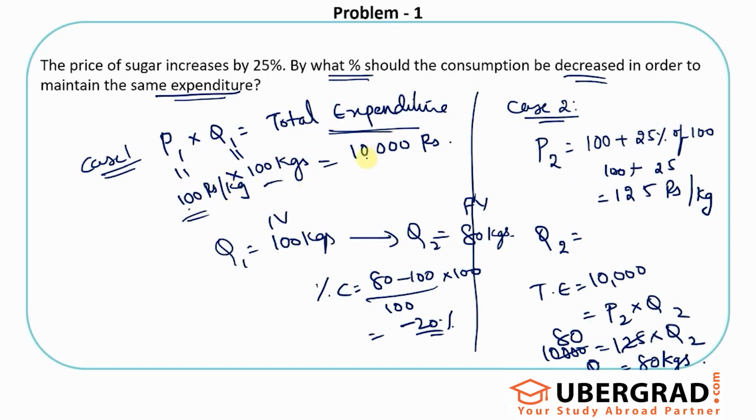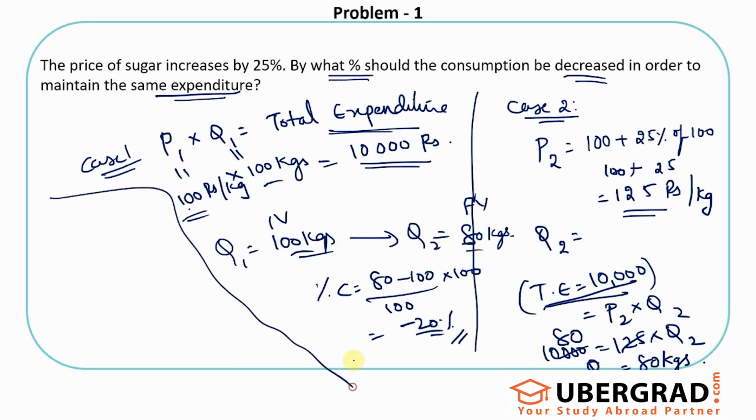So 100 into 100, I was paying 10,000 rupees. Now in this case, the price has increased by 25%, that is 100 plus 25% of 100. So that is going to be 125 rupees per kg. The total expenditure has to be the same even in this case, so that has to be 10,000. I find Q2 using total expenditure is price into quantity. That gives me that I consumed 80 kgs to maintain the same amount being spent on sugar. They are asking for the percentage decrease, so I do initial minus final, 100 kgs to 80 kgs. That will give me 20%.